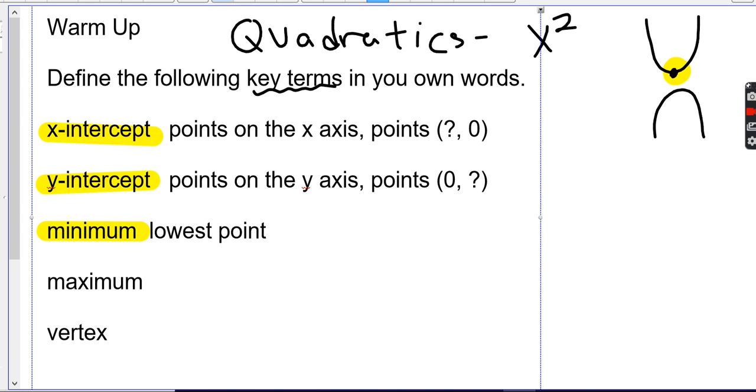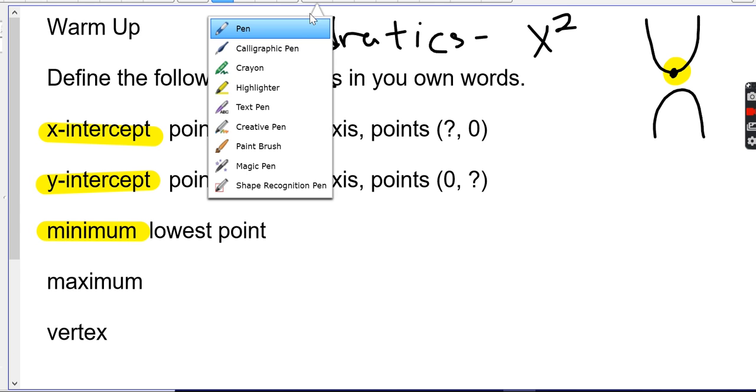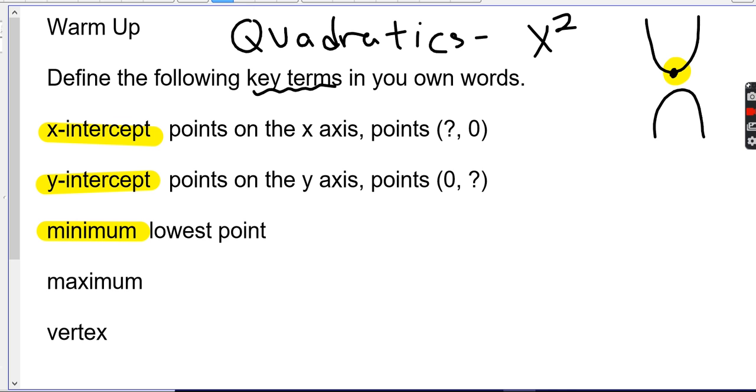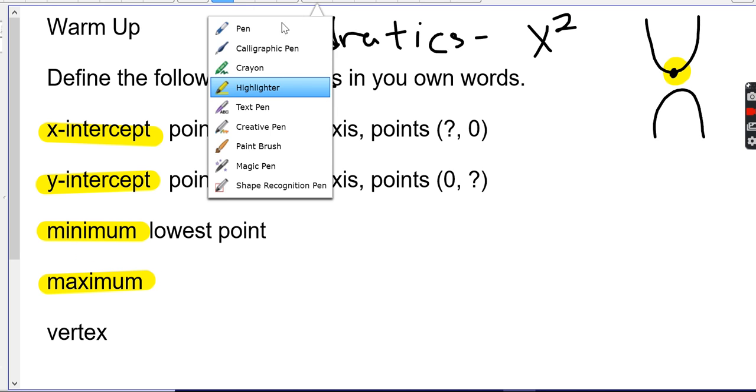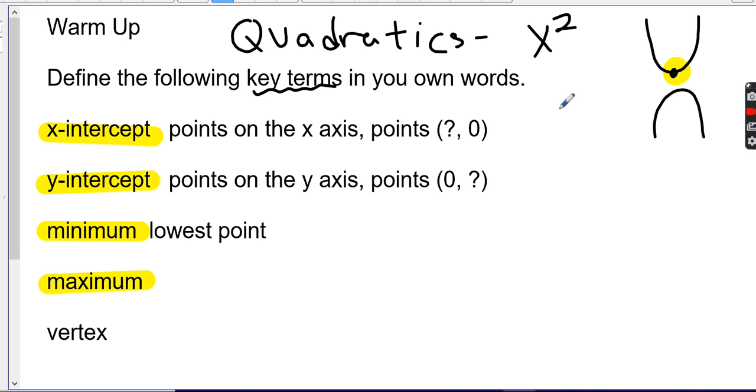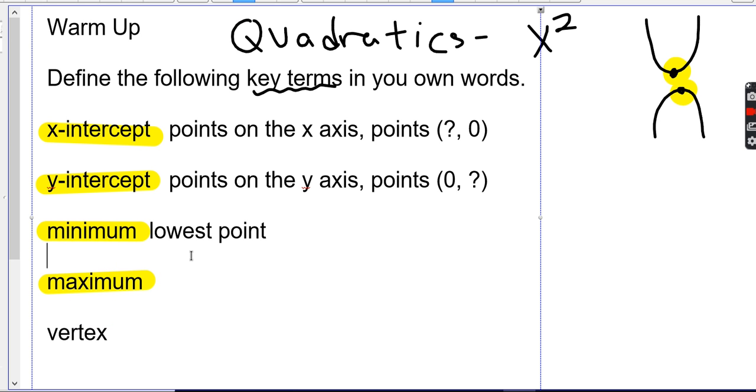And the maximum point, if you recall, is going to be the highest point. So a sad face parabola has a maximum point. Okay, the maximum is the highest point. I'm having trouble with this, but okay. So the maximum is the highest point.